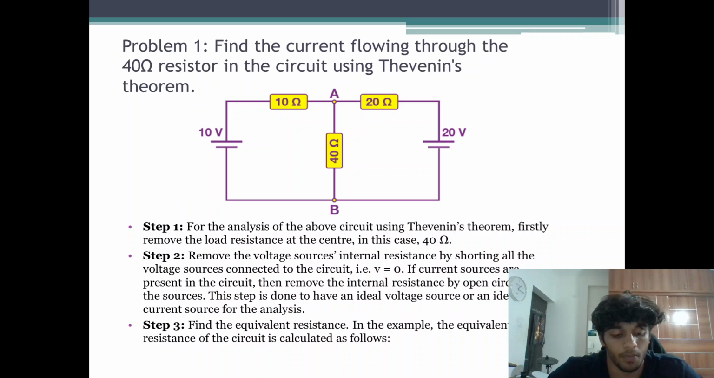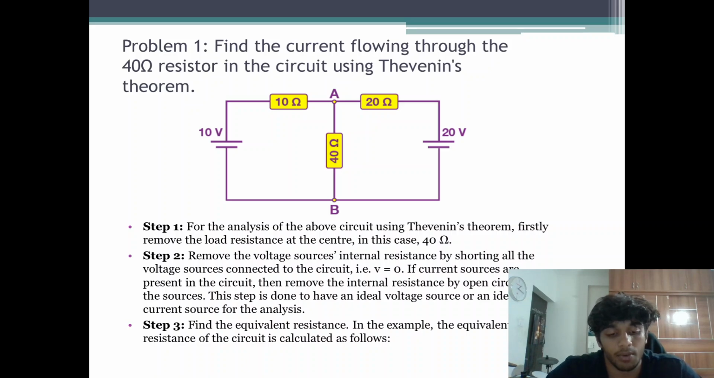Now we've got to determine VTH, Thevenin's voltage. So reactivate the sources, calculate the open circuit voltage across the terminals where the load resistance was removed. This voltage is VTH.